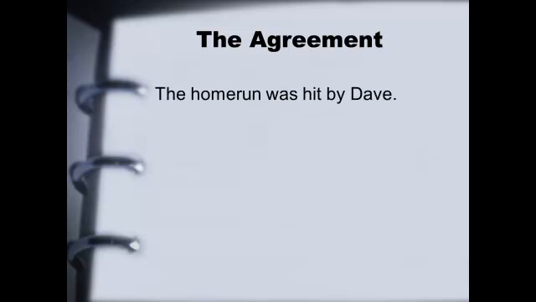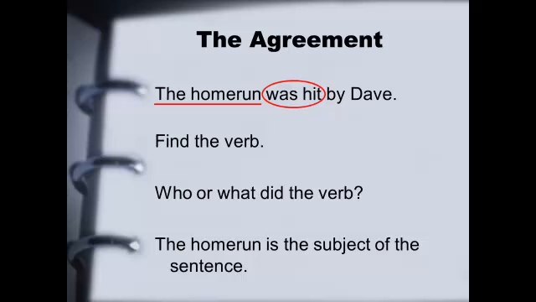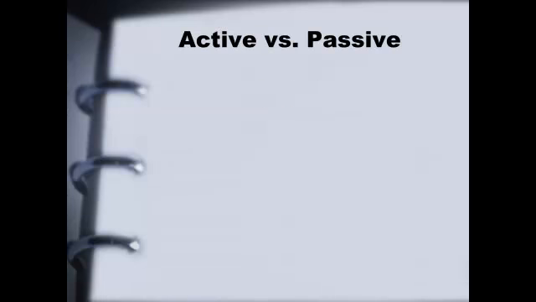The home run was hit by Dave. Now find the verb again. Was hit is the verb. Who or what was hit by Dave? Okay, well, in this case, it's pretty simple to see the home run was hit by Dave. That makes the home run the subject of the sentence, and that makes it a passive sentence. Let's take a look at active and passive and see how they work.